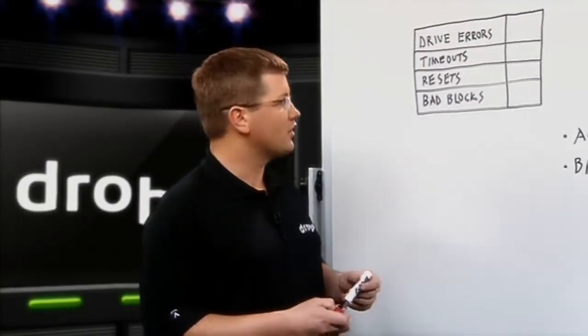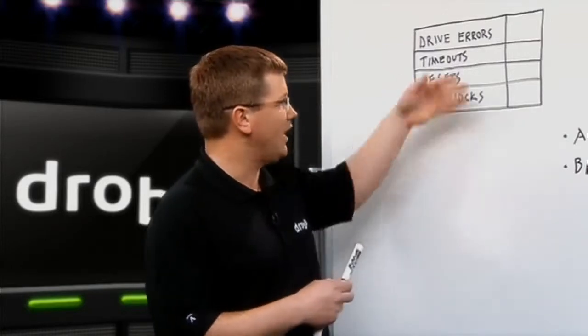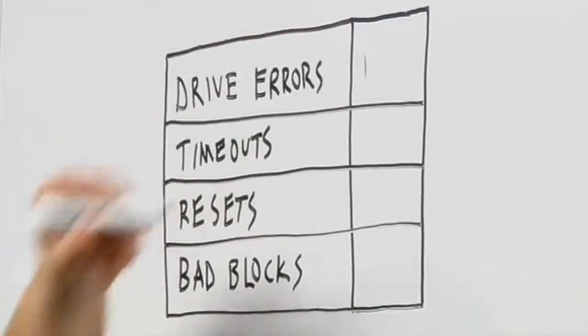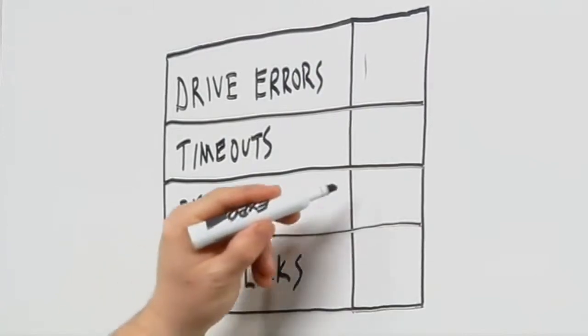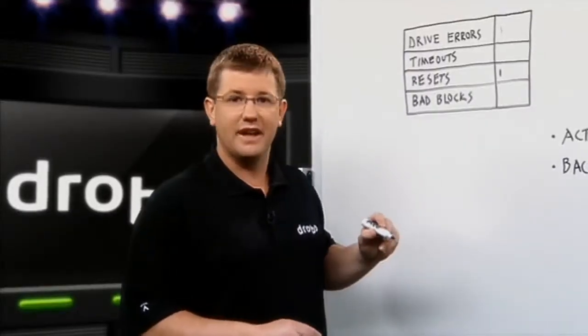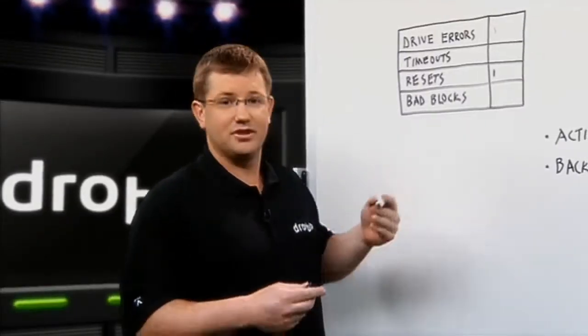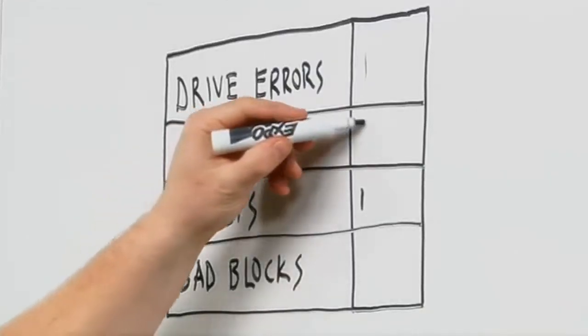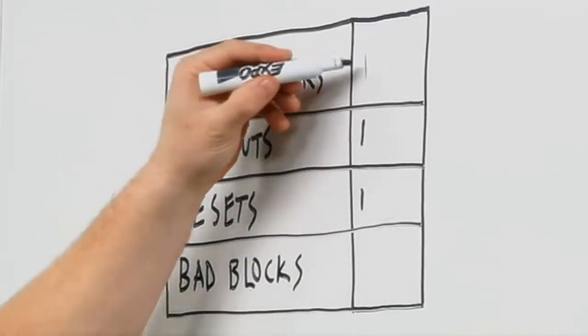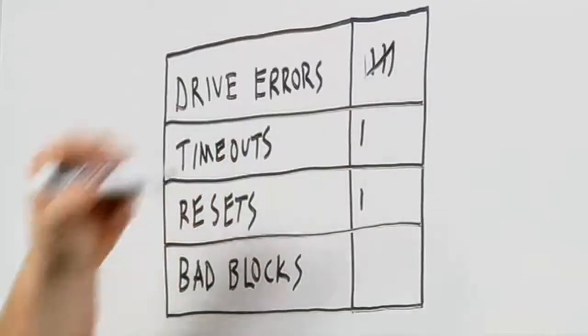So as drive errors occur, for each drive in a Drobo, we're creating a counter or a table. And sometimes you get one drive error, or sometimes the drive's unresponsive, and we may need to reset it, or the drive just may not be responsive, may time out, and we have to reissue a command, and we'll track these as they go on the drive.